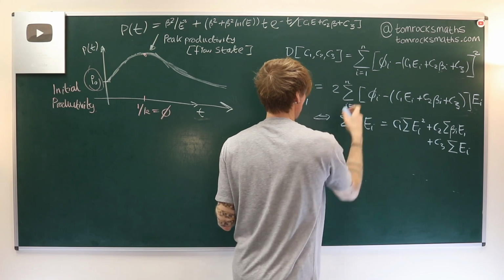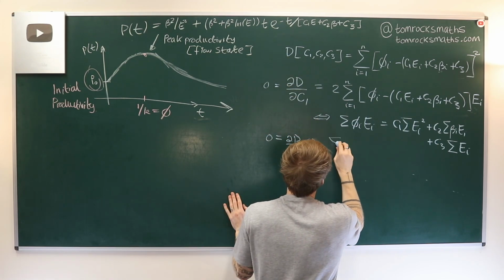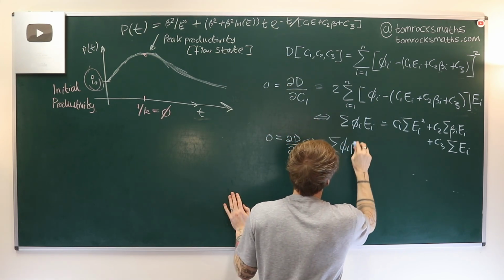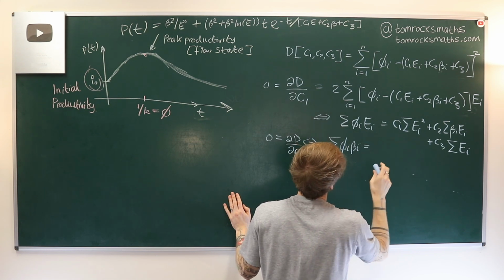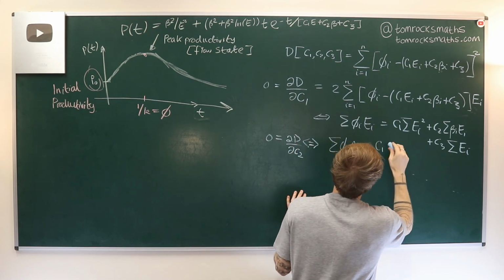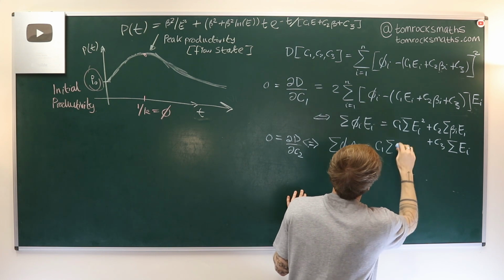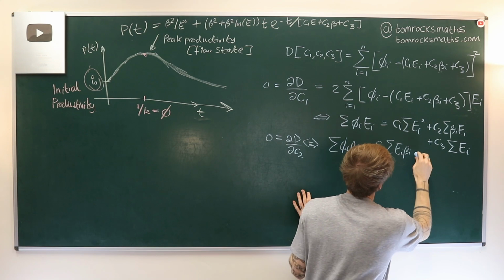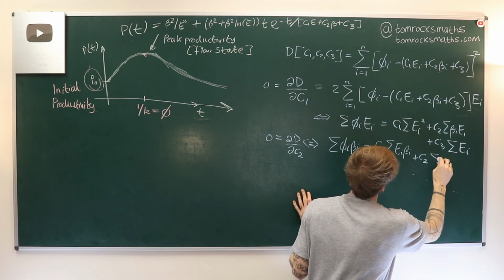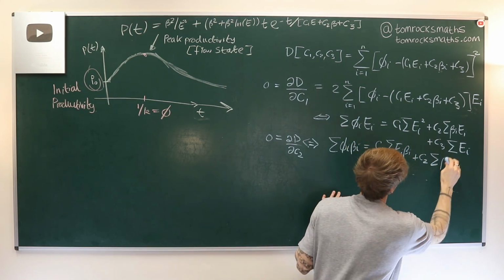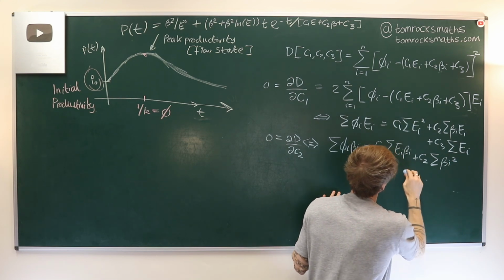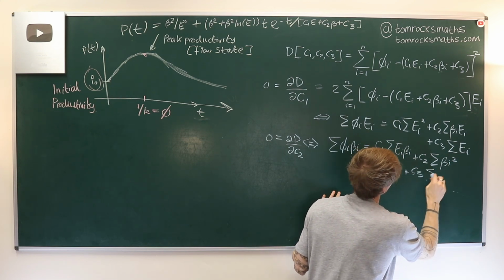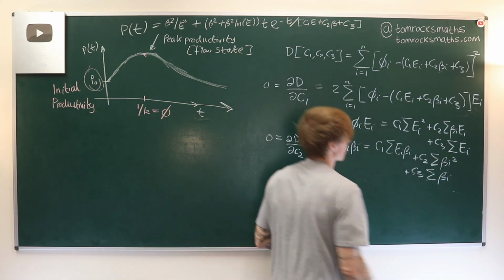So I'm going to be left with the sum of phi_i beta_i is then equal to, I've got a C1 times the sum of E_i beta_i. I've got then a C2 times the sum of beta_i squared, and then we've got the C3 times the sum of the beta_i's.